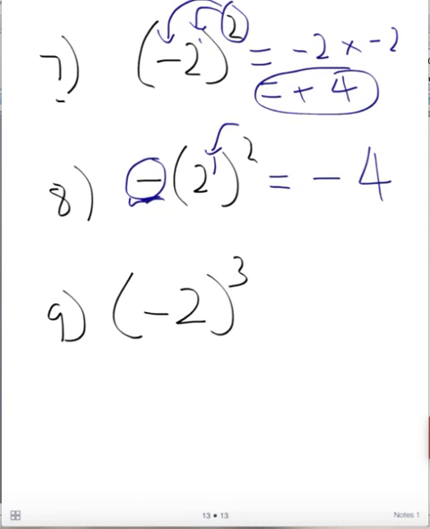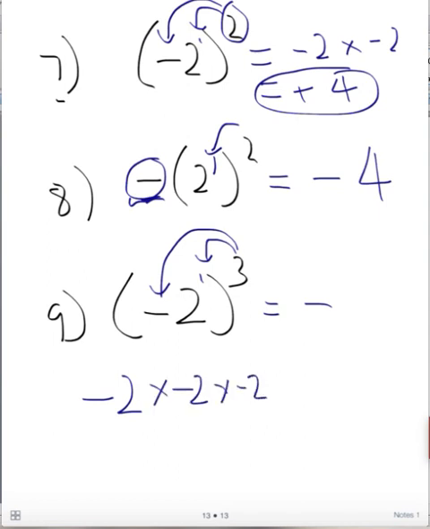Number 9, the negative is inside. So we're saying to multiply a power. So 1 times 3 is just 3. But we're also saying 3 negatives. And the trick is, if there is an odd amount, we know the answer will be negative, or the other way of looking at it is minus 2 times minus 2 times minus 2 will give us a minus 8, okay? And then 2 to the power of 3 is 8. So just remember, when the negative is in the bracket, it's included.